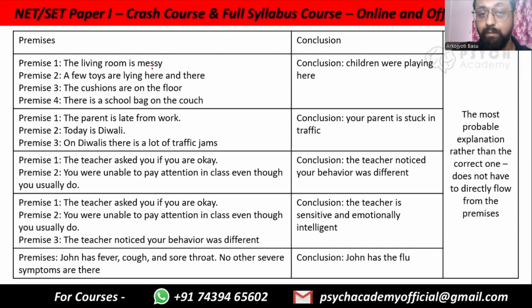The living room is messy. Few toys are lying here and there. The cushions are on the floor. There is a school bag on the couch. Conclusion: children were playing here. It requires you to make the assumption that children often leave the room messy and do not organize their things. It requires you to assume that adults do not play with toys and adults do not put cushions on the floor. So much of your knowledge is required out here.